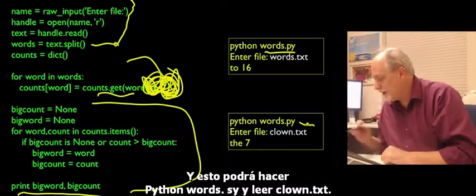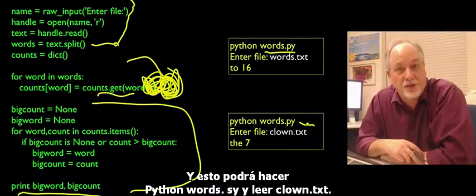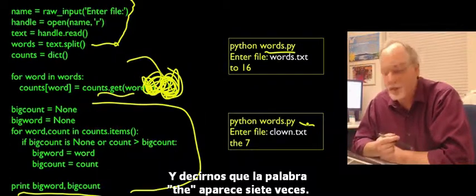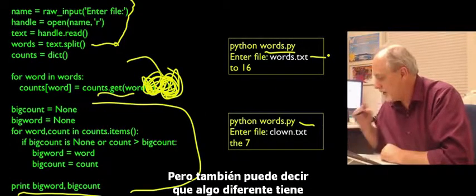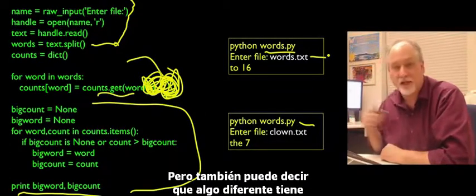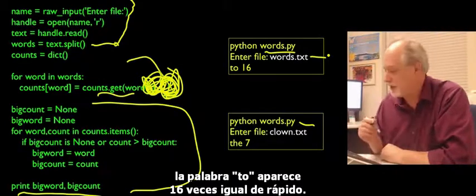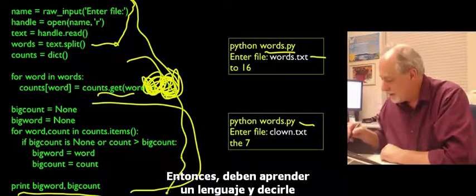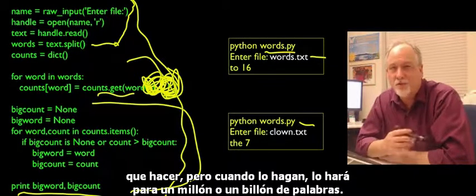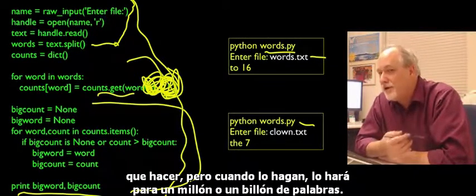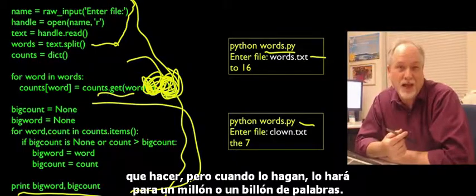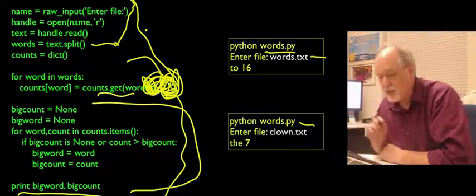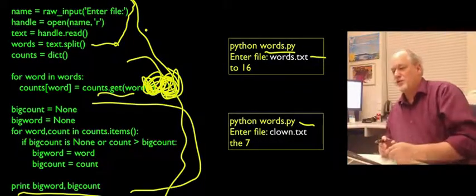And this can certainly do Python words.py and read clown.txt and tell us that the word the occurs 7 times. But you know, it can find out that a different thing has the word to and occurs 16 times. And it's just as fast. So yeah, you have to learn a language and you have to tell it what to do. But once you do, it'll do it for 1 million or 1 billion words and be happy. And so you don't have to do menial work once you understand the way to instruct the computer to do menial work.